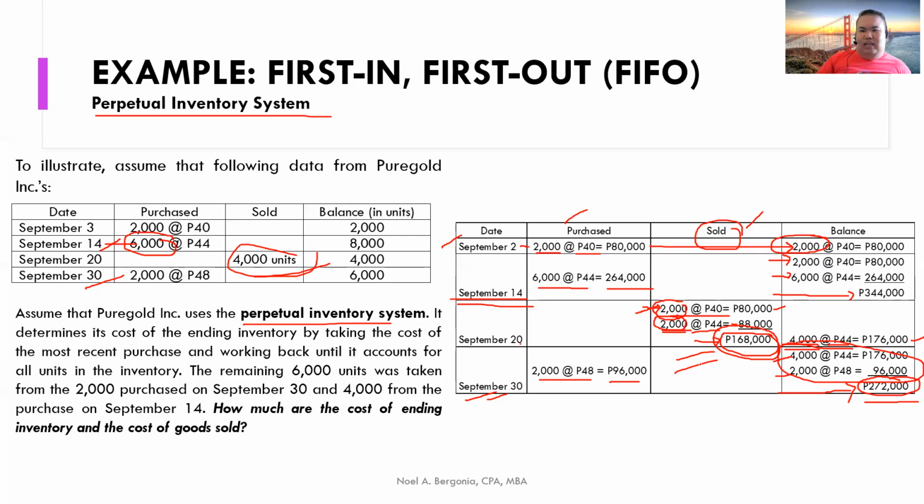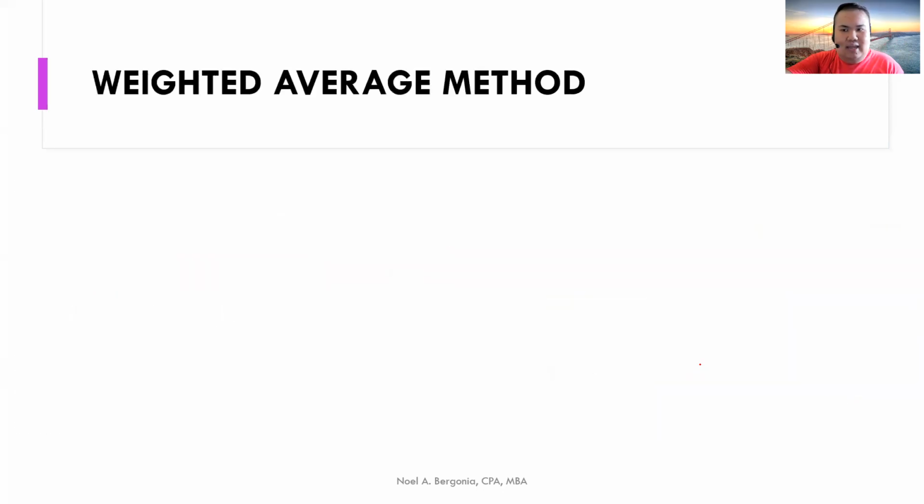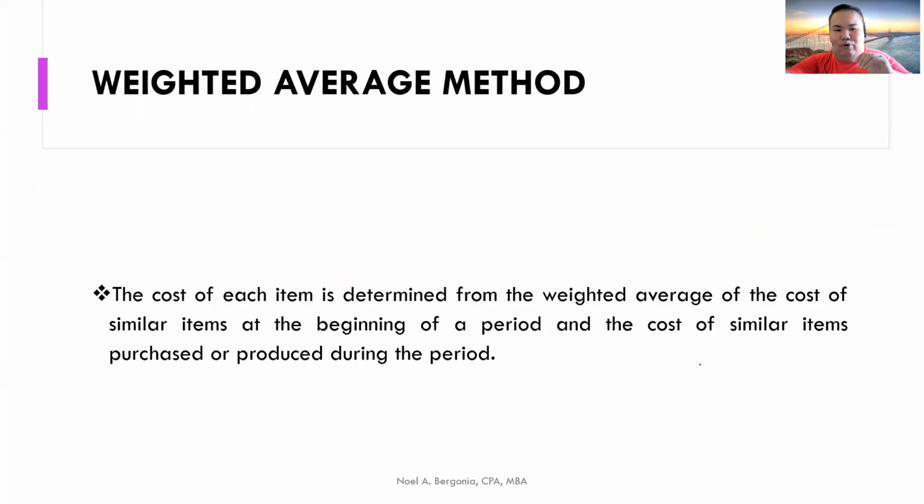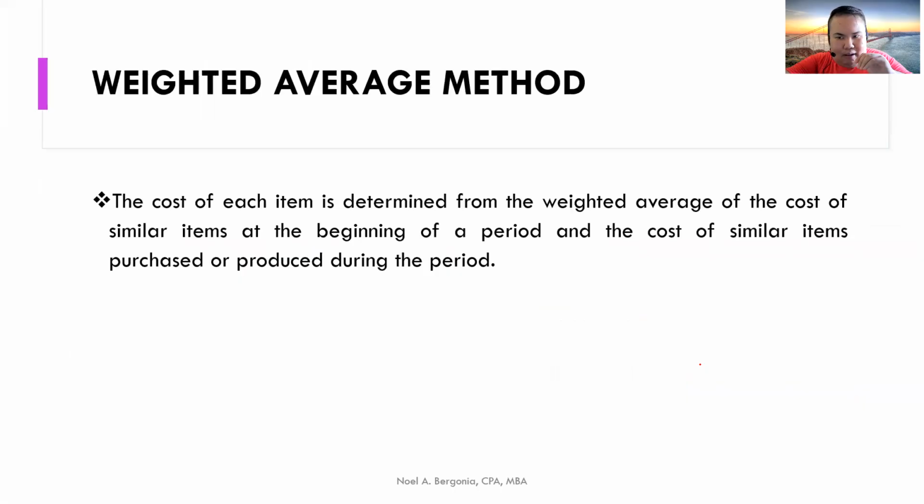So we're done with the first in, first out. Reminder lang ha, LIFO or the last in, first out is not acceptable here in our IS2, kaya hindi na po natin i-discuss. Okay? And the last cost formula series natin is on the average method. And kanina, di ba, may dalawa tayong average method. It could either be weighted average or moving average. So pag weighted average po, it is typically used for periodic inventory system. Okay, so it is an average method used for periodic inventory system. Again, this method is being used for interchangeable products.